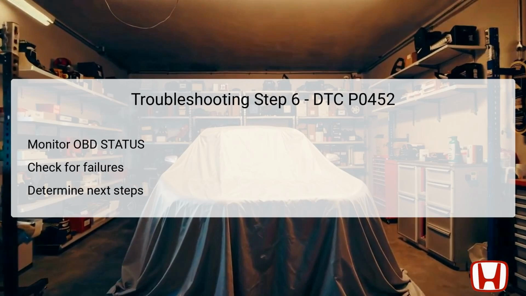During the sixth troubleshooting step, the technician must closely monitor the OBD status on the HDS for indications regarding DTC P0452. If the screen displays failed, this directly implies that the issue persists, warranting further investigation. If it indicates passed, it suggests that the system may have resolved its previous fault, at least temporarily.